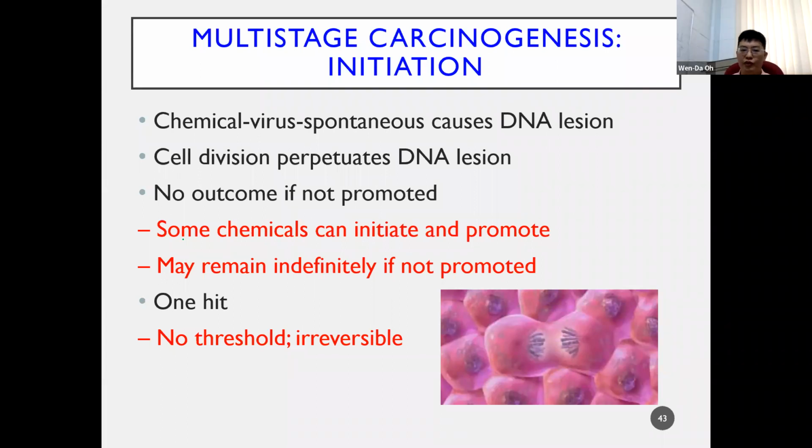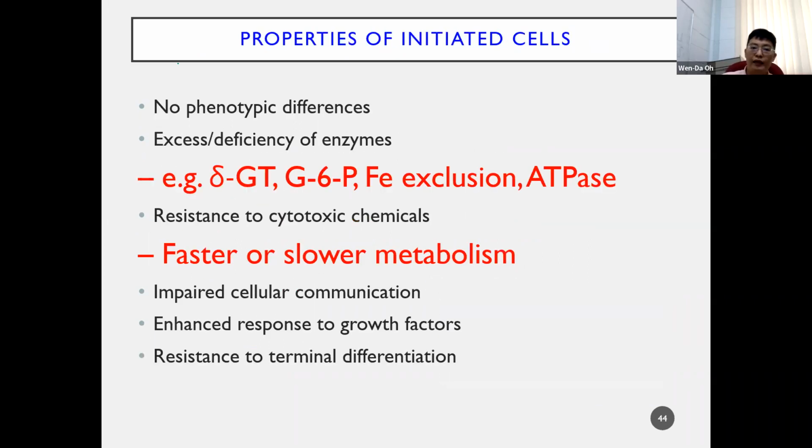When you are exposed to UV ray, your body will have DNA damage, right? To the extent of damage, we don't know, right? Sometimes a certain cell can have the damage that can cause cancer, but there's no outcome when it's not promoted. And in terms of the property, there's no phenotypic difference, which means that the chromosome is the same.